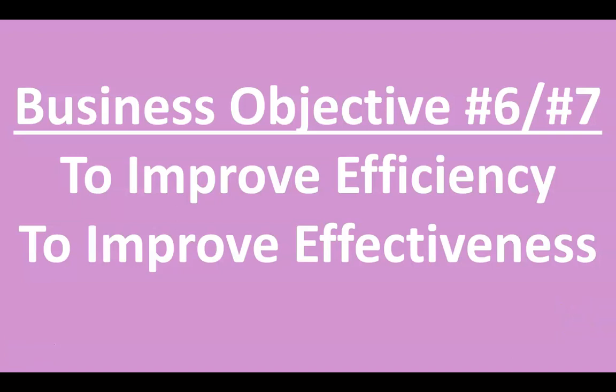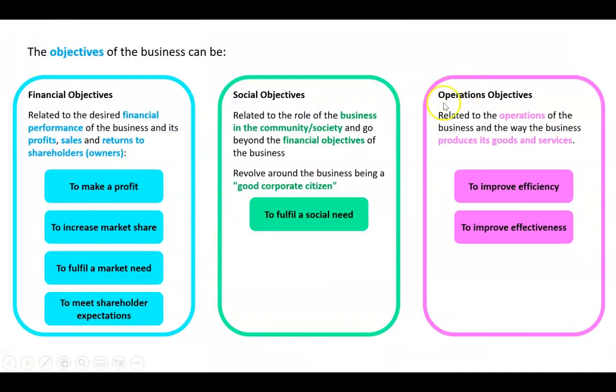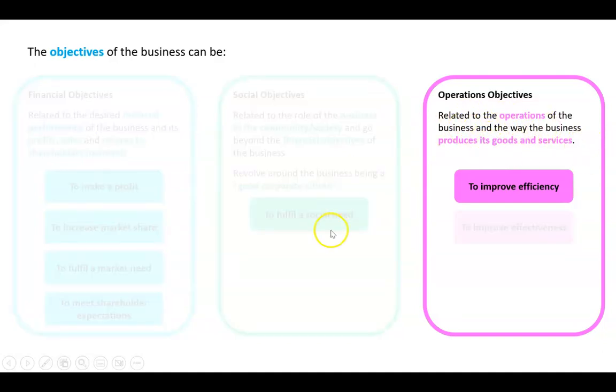The final two objectives in our course are to improve efficiency and to improve effectiveness. These will be topics more when we do something called operations management in a couple of SACs' time. So for now, we don't need to know too much, but for a bit of background, we're going to call them operations objectives, and we're going to say that's to improve efficiency and to improve effectiveness.